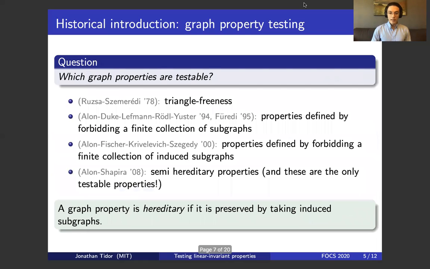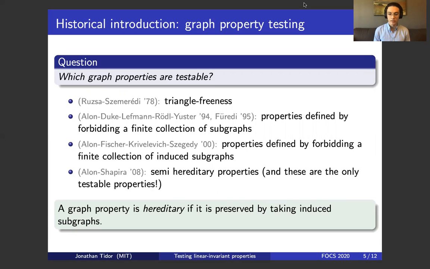So there's been a lot of previous work done on showing different classes of graph properties are testable, starting with the Ruzsa-Szemerédi tester in 1978 for triangle freeness. This was generalized and extended in several follow-up works. And let me just remark on this last work by Alon and Shapira in 2008.